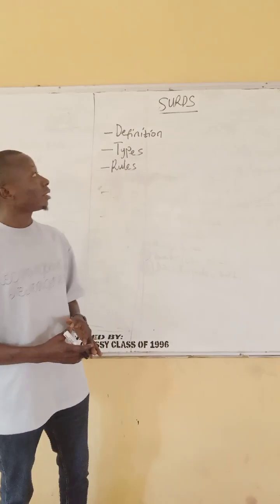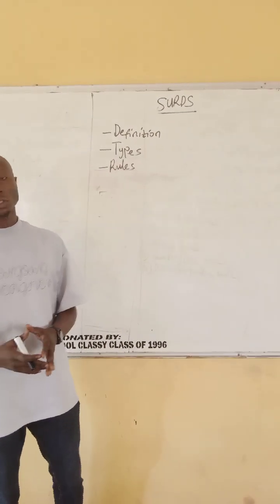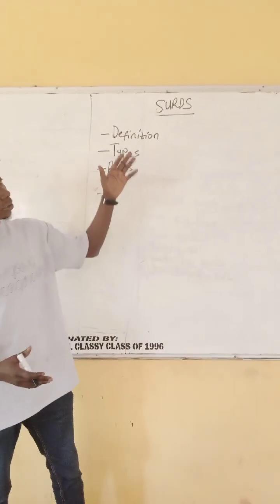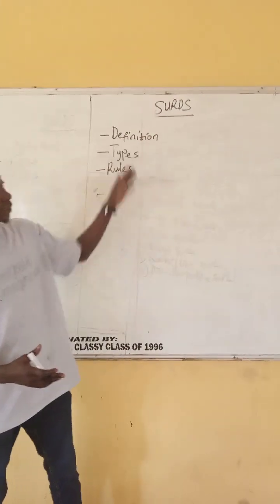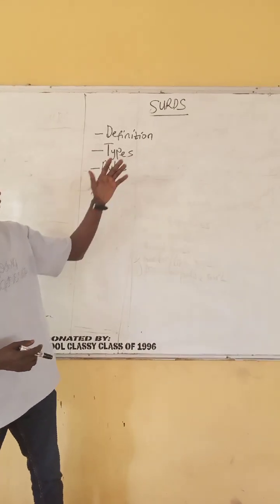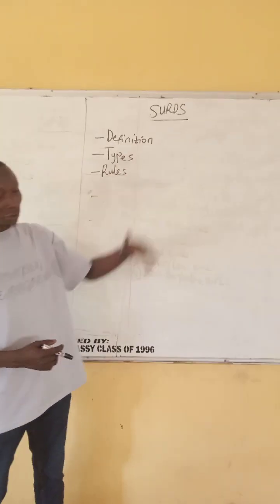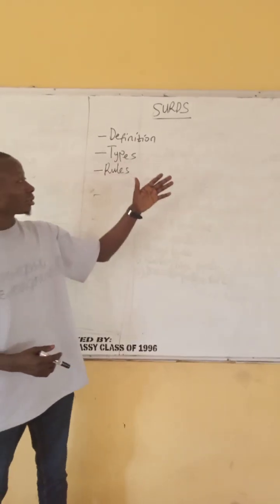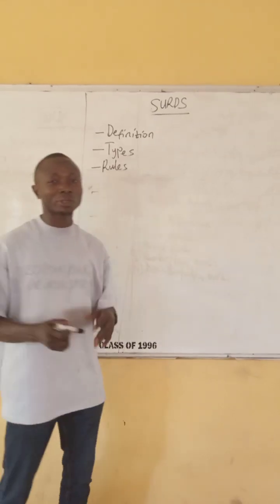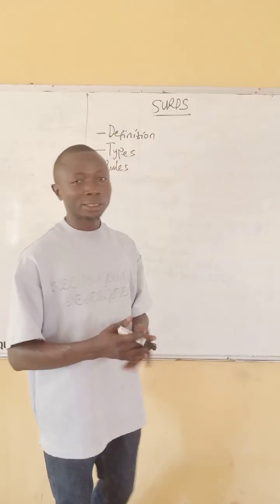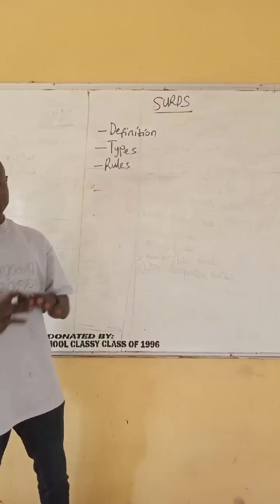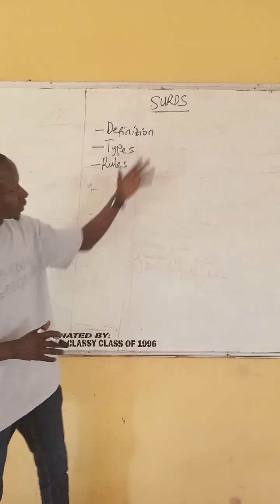Our topic of discussion is surds. We are going to discuss this topic with respect to these stated outlines. We are going to begin with the definition of surds, the types, and the rules. Hopefully in our subsequent class, we'll begin the application of the rules. So to start with, definition.